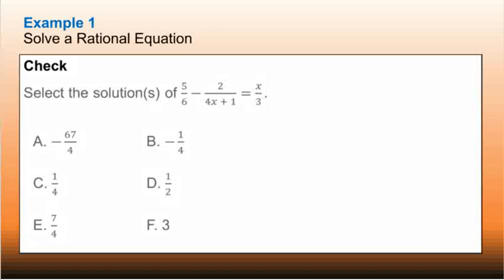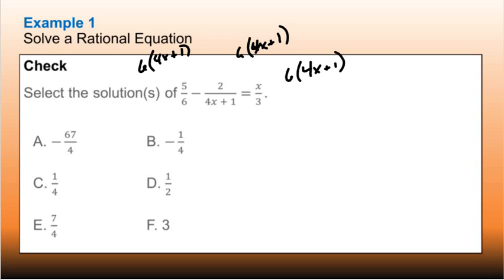Here, to get rid of our denominator, this would be 6 times 4x plus 1, 6 times 4x plus 1, and 6 times 4x plus 1. The 6 divides out, and I'm left with 20x plus 5. And then here I have the 4x plus 1, so that's a minus 12, equaling, that's a 2, so it'd be 2x times 4x is 8x squared, and 2x plus 1 is 2x.